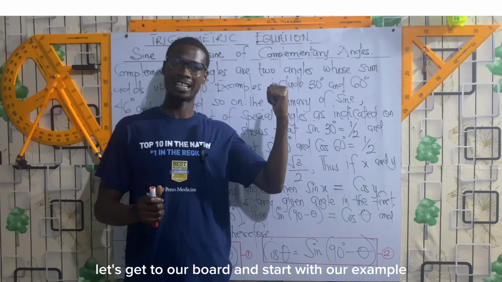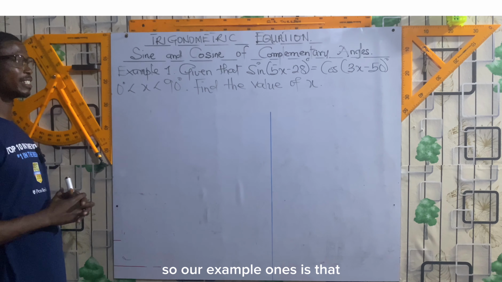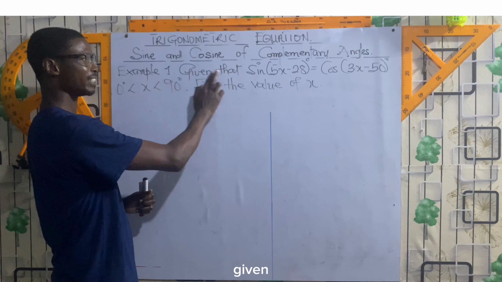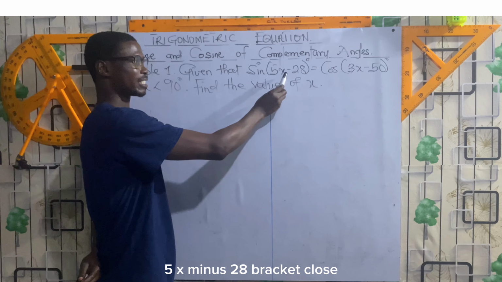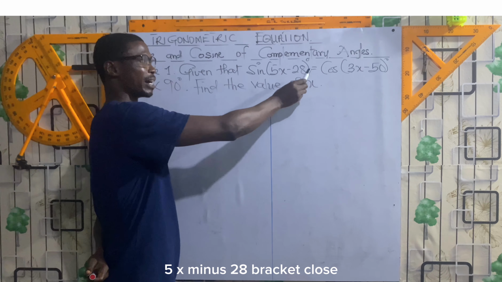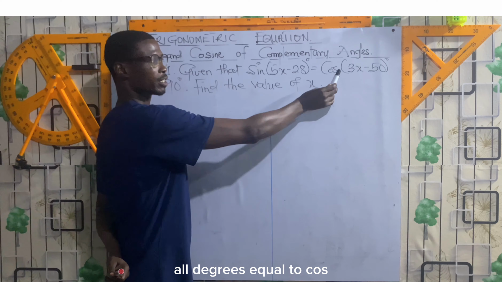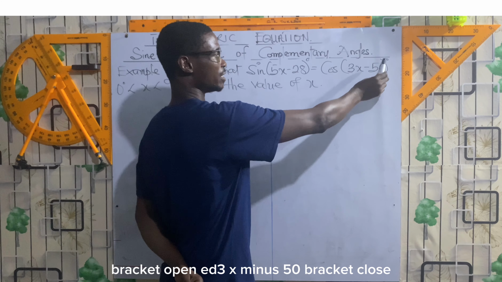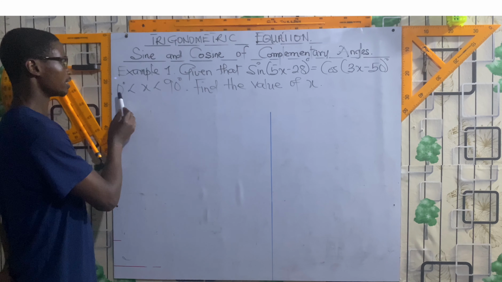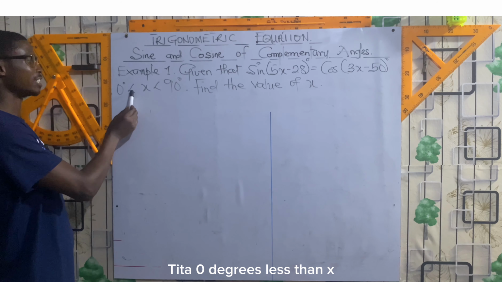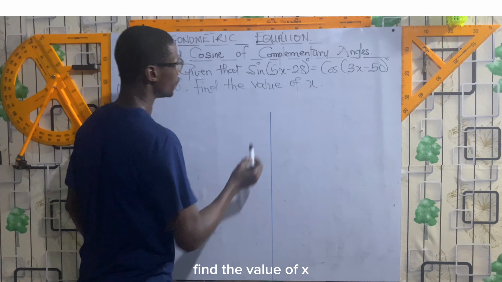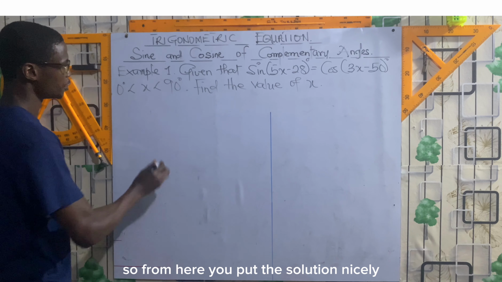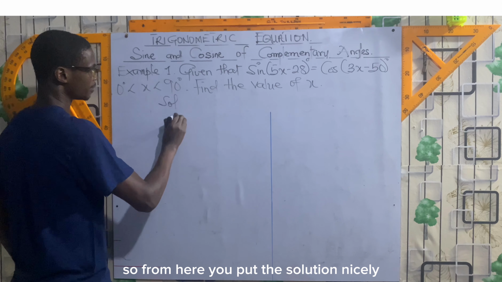Let's get to our board and start with our example. Our example 1 says that, given that sine (5x minus 28) degrees equals cos (3x minus 50) degrees, with 0 degrees less than x less than 90 degrees as the condition given, find the value of x. So from here you put down your solution nicely.